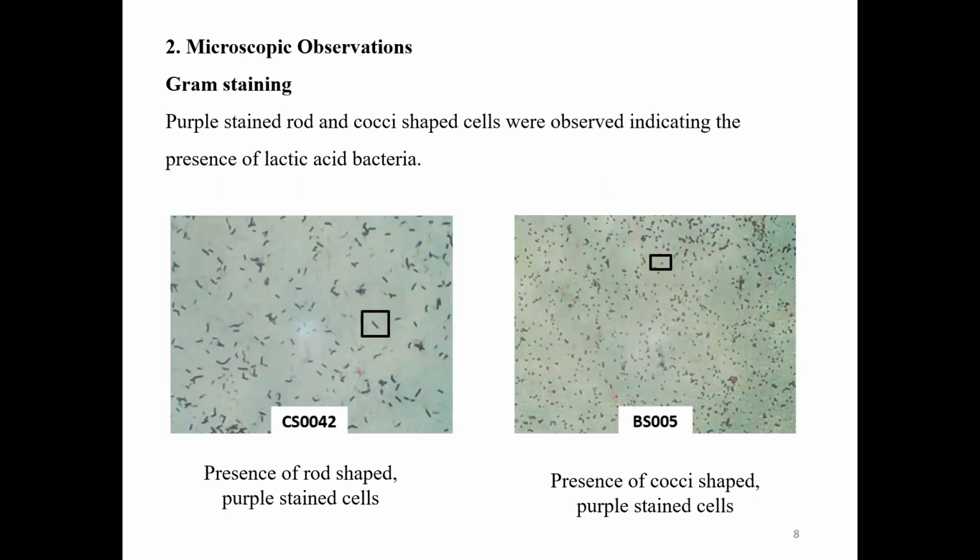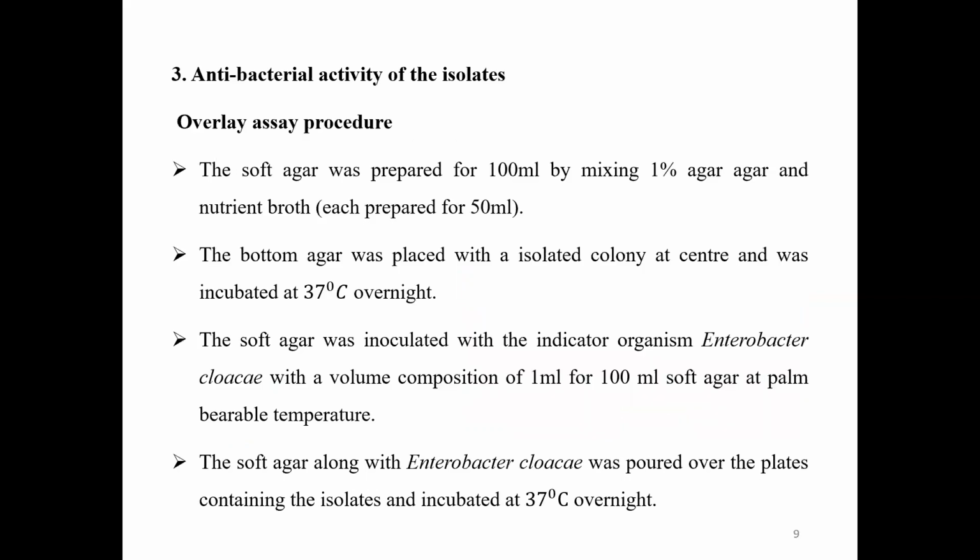To view the morphology of lactic acid bacteria, we did gram staining, then viewed under the microscope. To check the antibacterial activity of the isolates, we did the overlay method. First, we prepared the soft agar the day before, making the bottom agar. The soft agar was prepared for 100 ml. The bottom agar was spotted with isolated colonies at the center. Then it was incubated at 37 degrees Celsius.